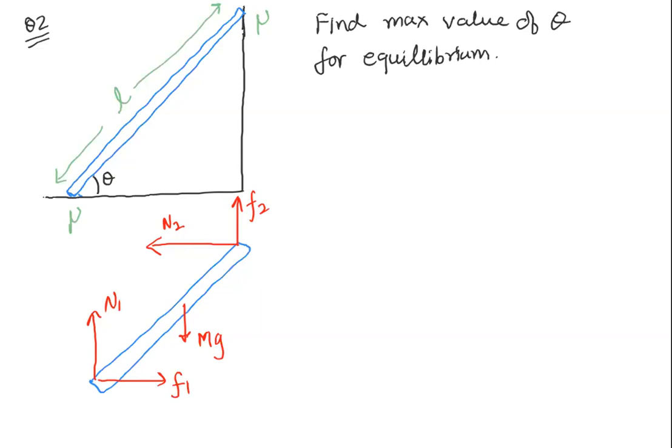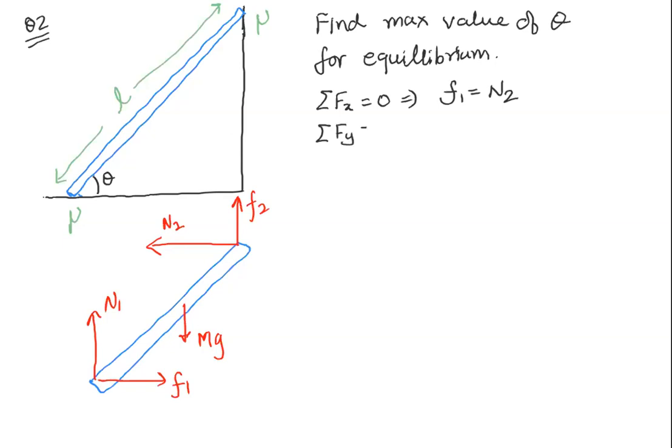Not inverse. Does it not depend on the due? Wait, wait, let me work it out. So we get summation Fx is equal to 0. This gives us F1 is equal to N2. Okay, okay, let me get the answer.